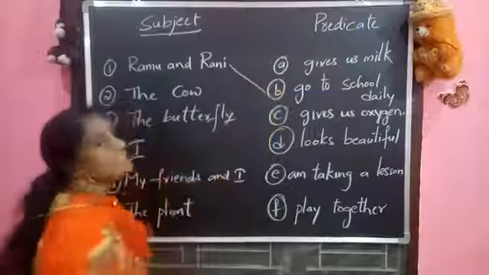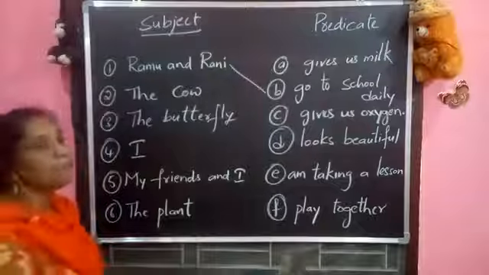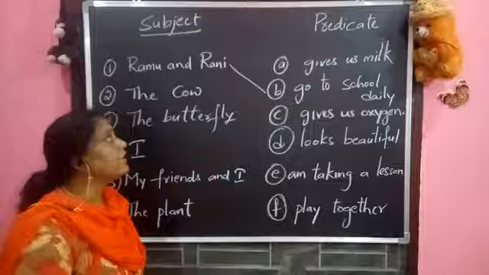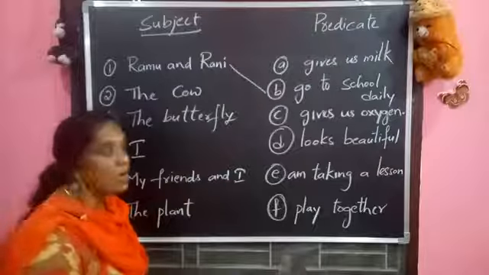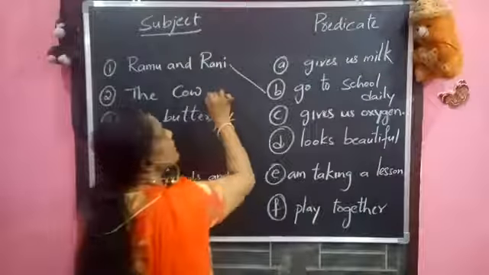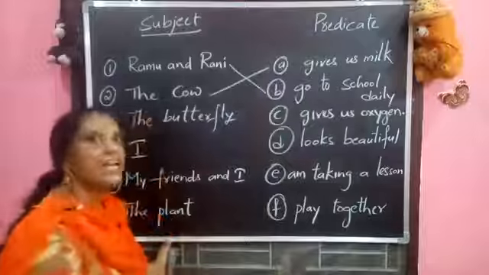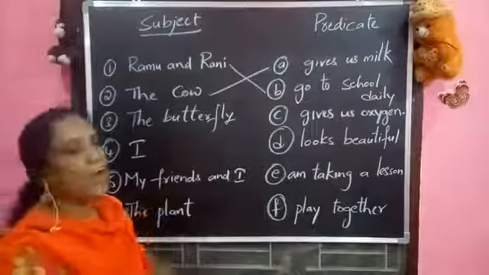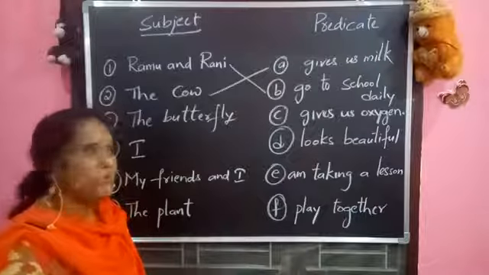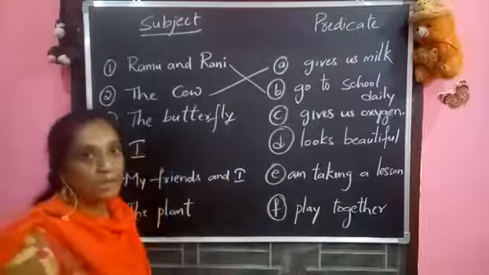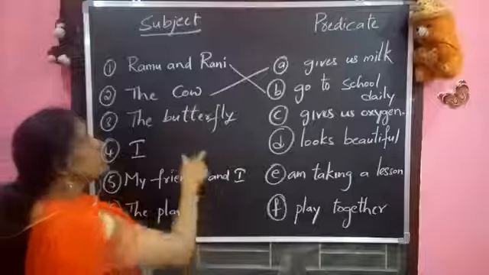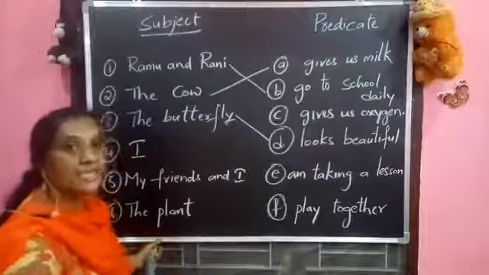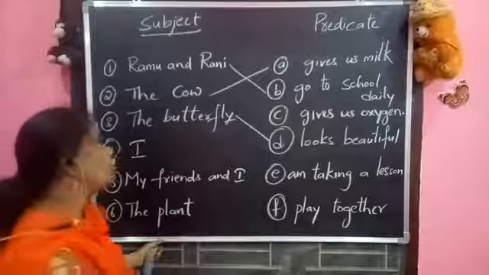The cow, what does the cow do? Can we say simply the cow? The cow doesn't make any sense. The cow is not a complete sentence. So, the cow gives us milk. It is a complete sentence. The cow gives us milk. The butterfly. What does the butterfly do? Or what is butterfly? So the butterfly looks beautiful. We can say the butterfly looks beautiful.